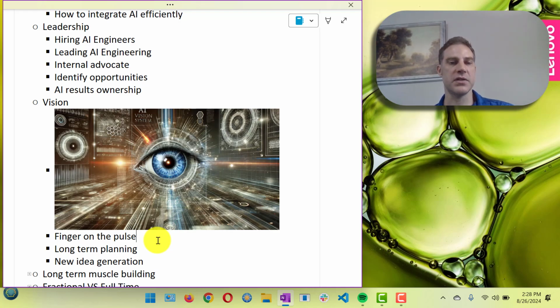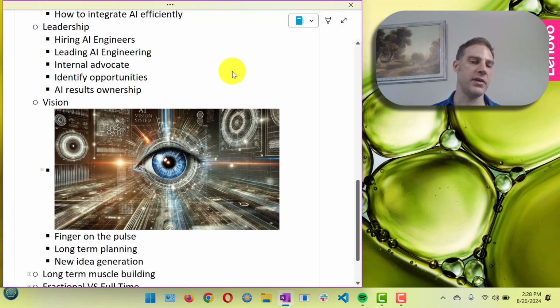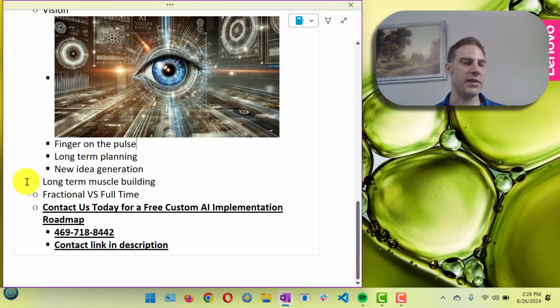A good chief AI officer is going to be able to look across many different parts of your organization and go, oh, here's something that nobody's mentioned. This is going to be incredibly valuable because you need to start generating these.